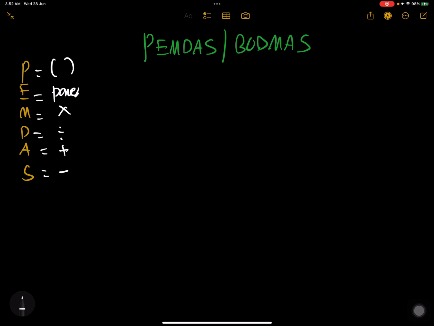Basically, PEMDAS is telling us we should solve problems in this order. The parentheses first, whatever is in the parentheses needs to be solved. The next thing to do is a power operation. We need to solve anything that has a power next, and then we move to multiplication, and then to division and addition and subtraction in that order.